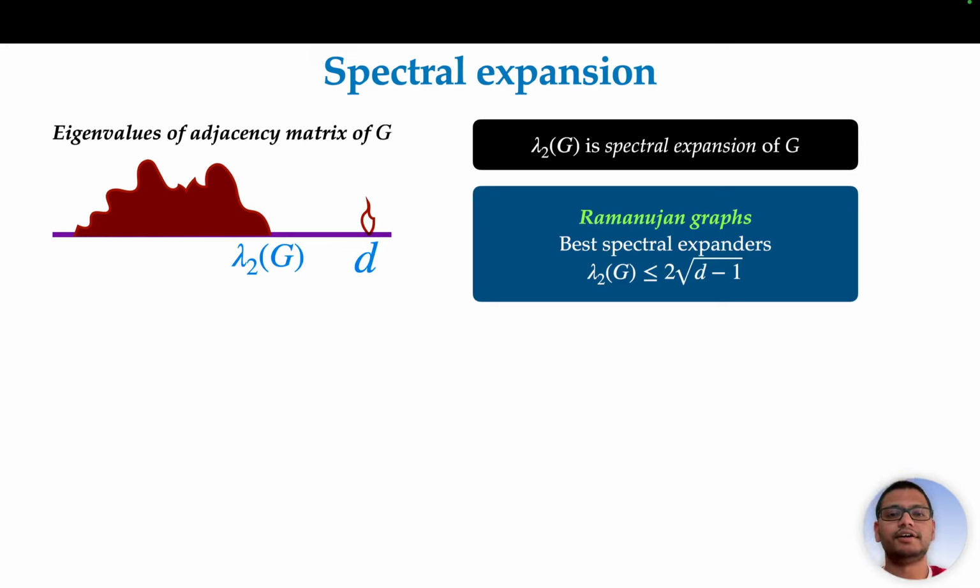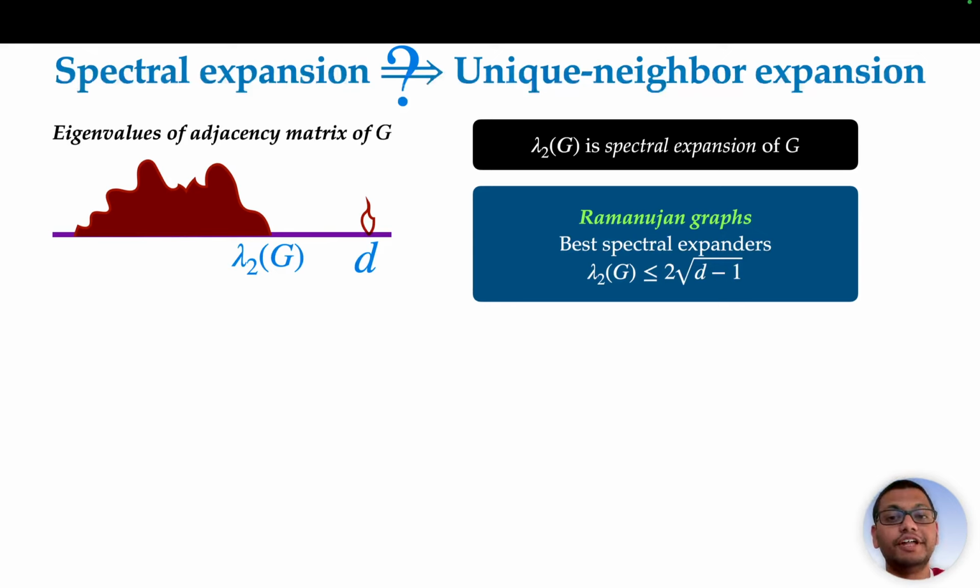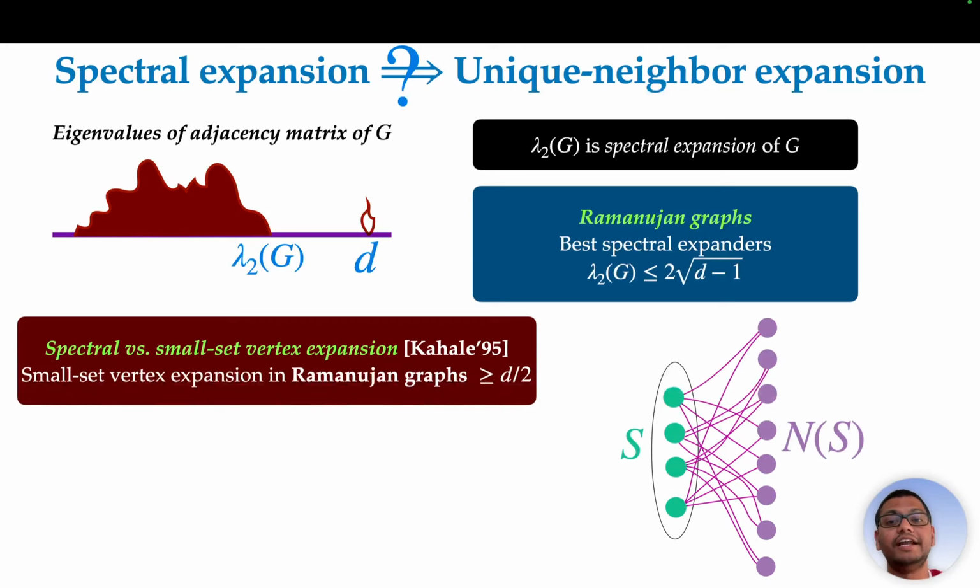Okay, so the first question one might have is, well, we have this well-studied notion of spectral expansion, which gives us a handle on many combinatorial properties. Does it imply unique neighbor expansion? So concretely, let's say you have a Ramanujan graph, the best possible spectral expander. What can you say about the unique neighbor expansion in this graph?